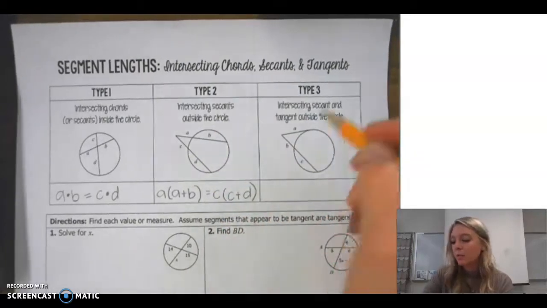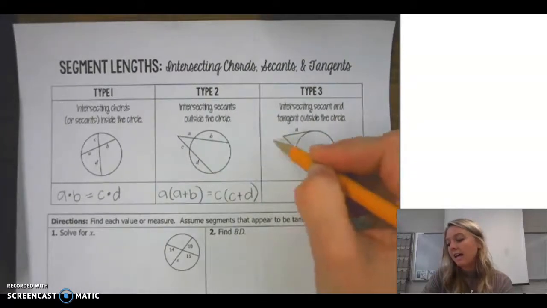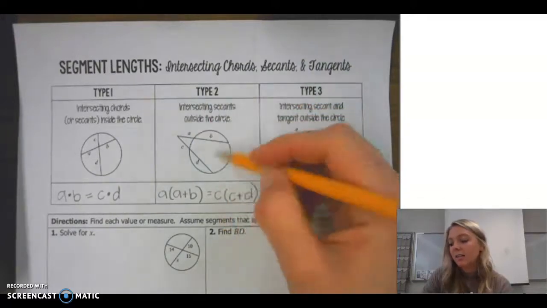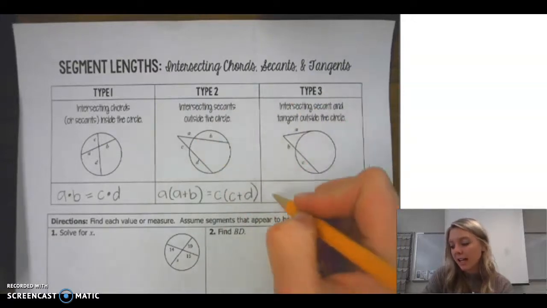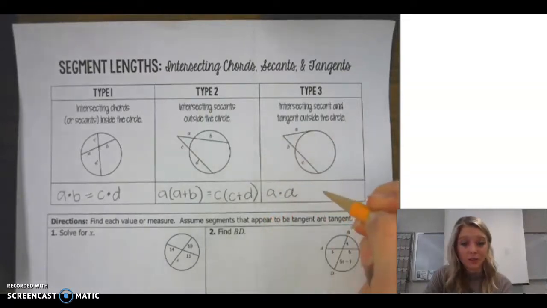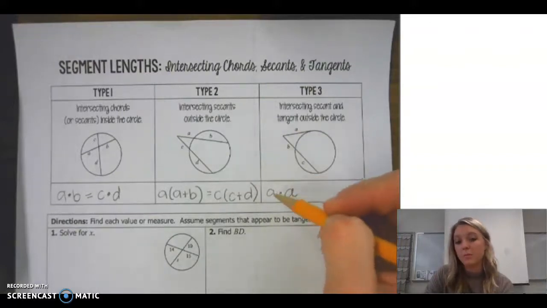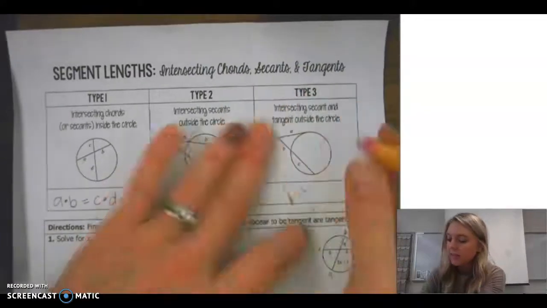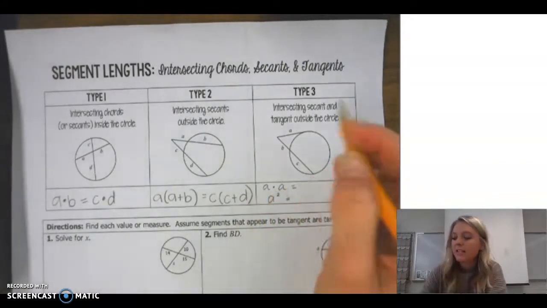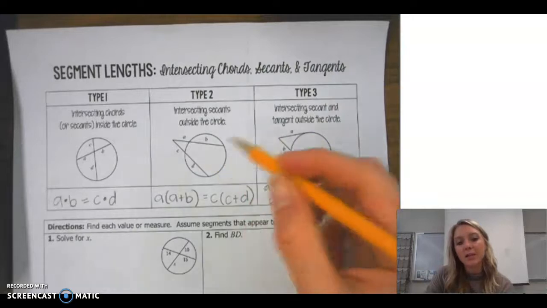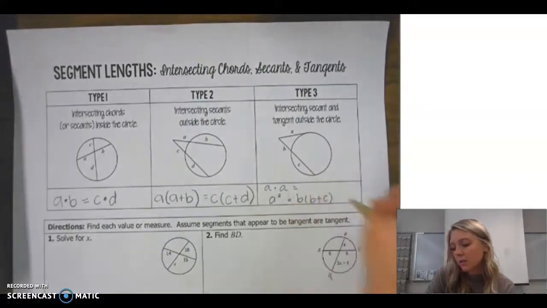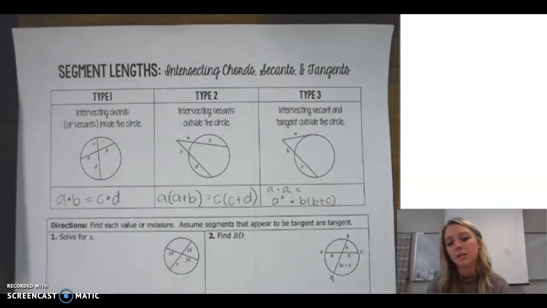The third type is when you have a secant and a tangent line. I like to think about type 3 similar to type 2. You're going to take the part that's outside of the tangent times the whole tangent, which is going to be just times itself. So outside times the whole would just be A times A. Another way that we could write that is A squared, A to the second power. That takes care of your tangent. The secant, set it up the same way we did for type 2: part outside the circle times the whole secant, which is adding together the B plus C.